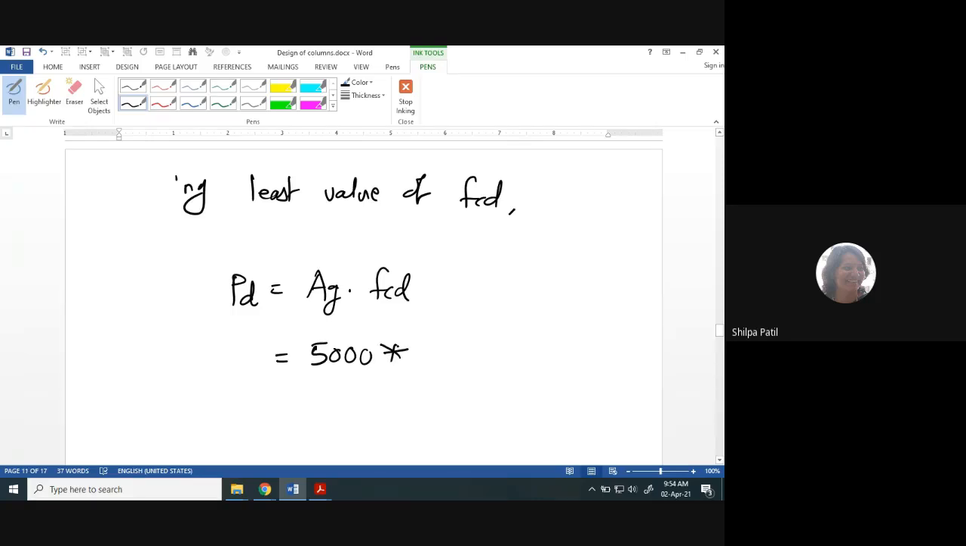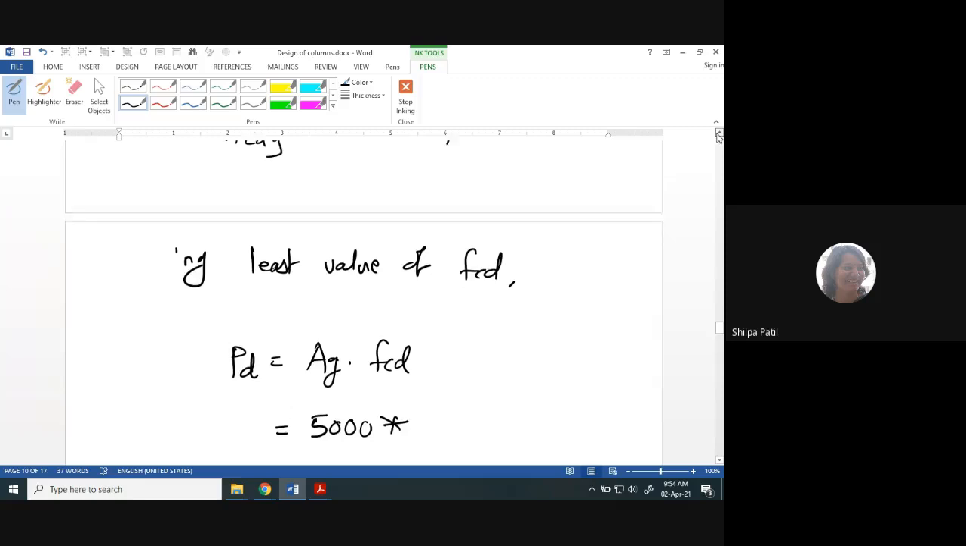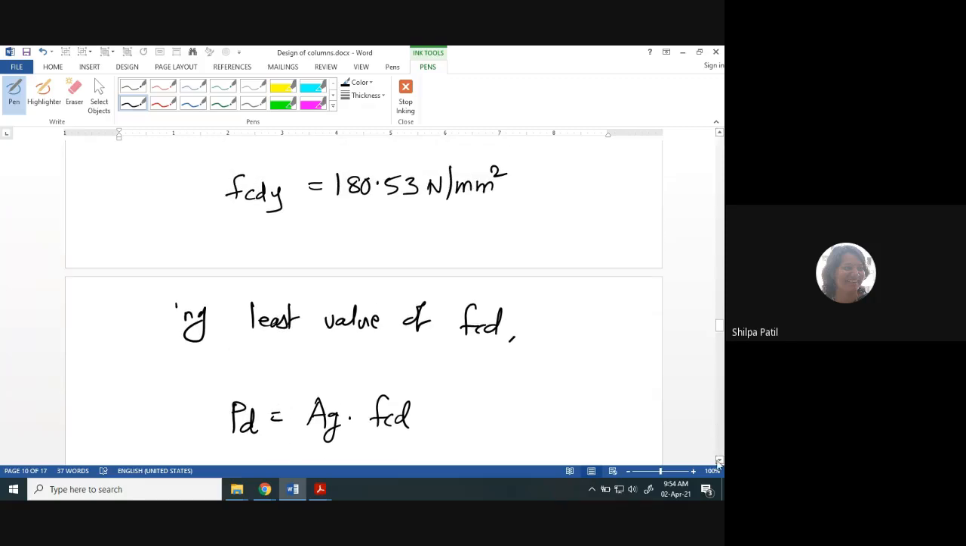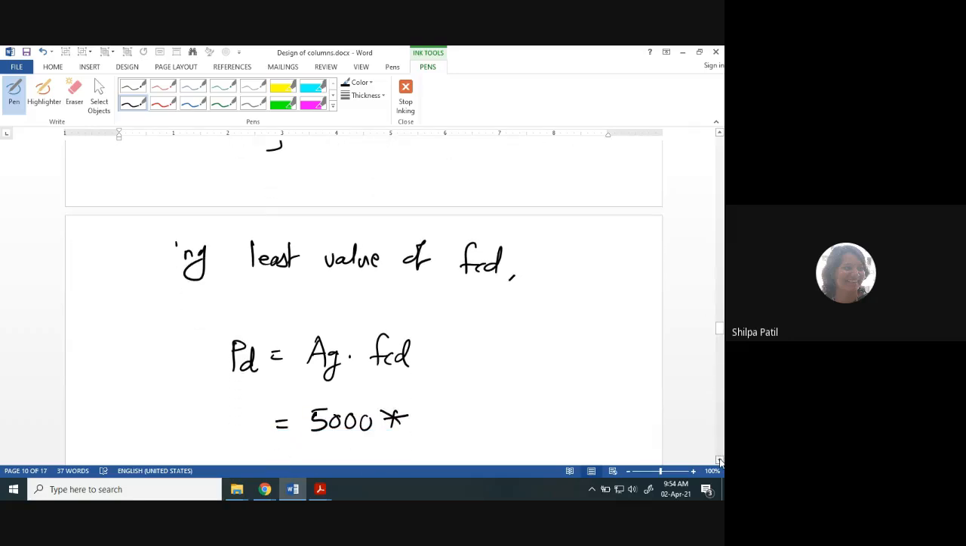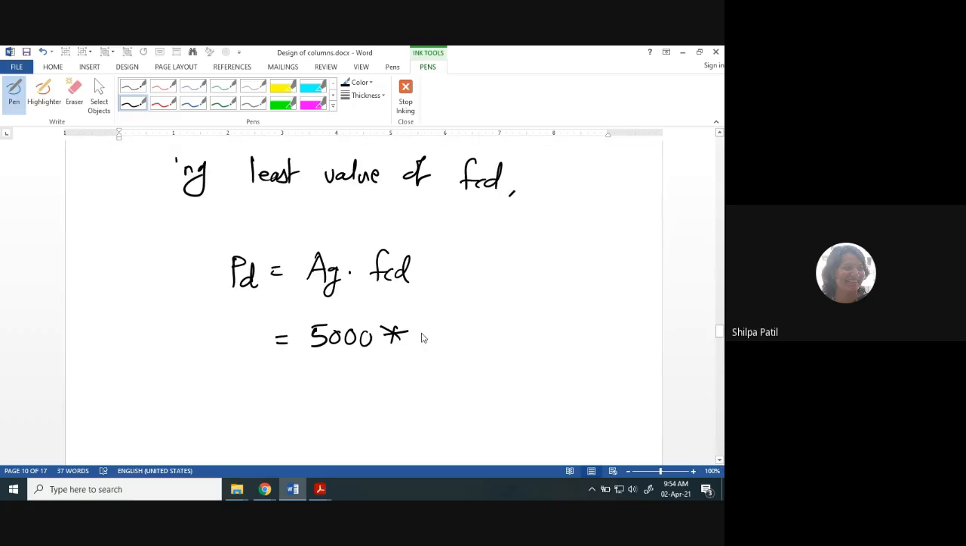We were having two values. First was 191.15 and second was, just written here, 180.53. So out of the two, this is the least value. So we have to use this value, 180.53. So put that value here, 180.53. What is the value of PD? Come on, fast.